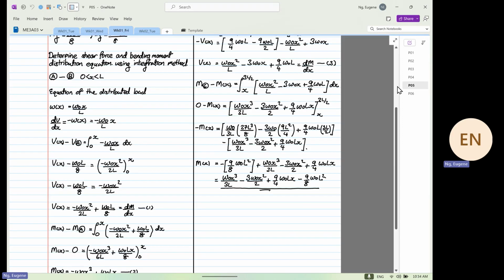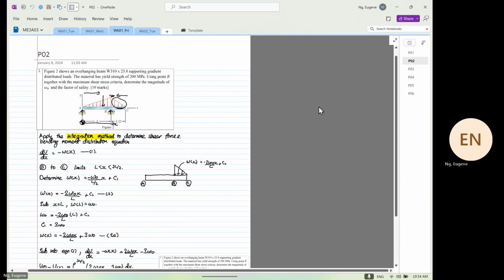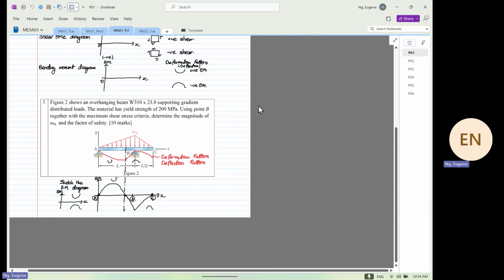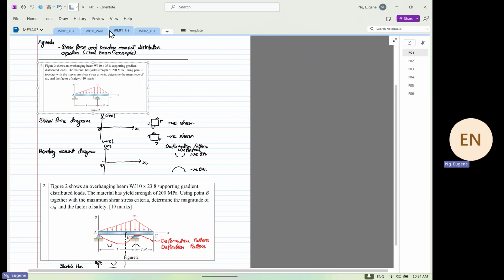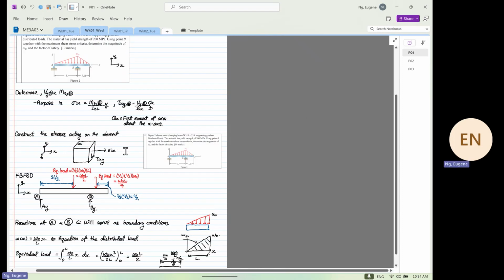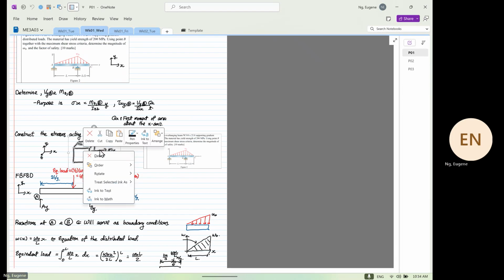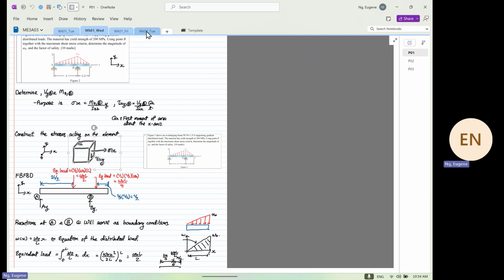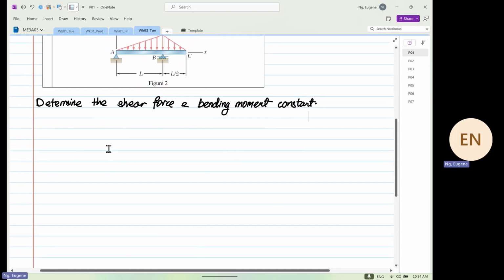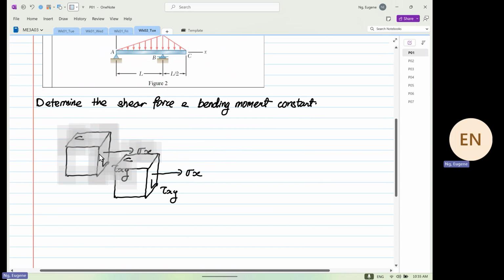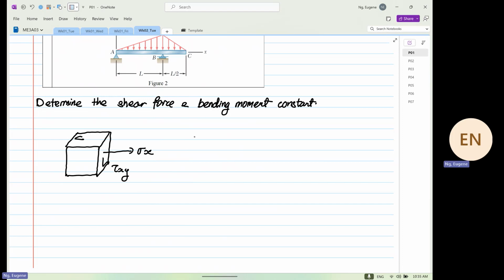If I go back to this slide over here, where is it? I'm finding a diagram that I drew. This is the diagram. So why do we need to determine the shear force and bending moment diagram? At the end of the day, we want to know what is our stress X and also our shear XY.